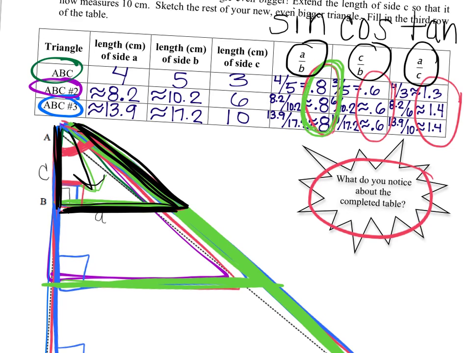So since these ratios are consistent every time we draw that similar triangle, that's why they have special names, and that's why we study them.